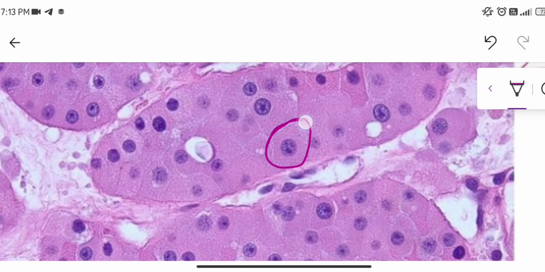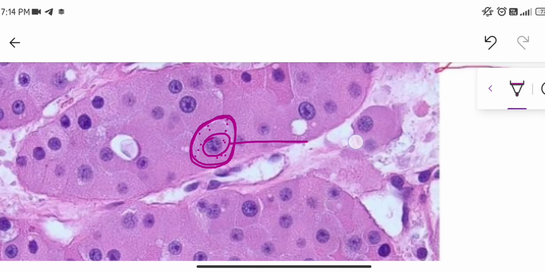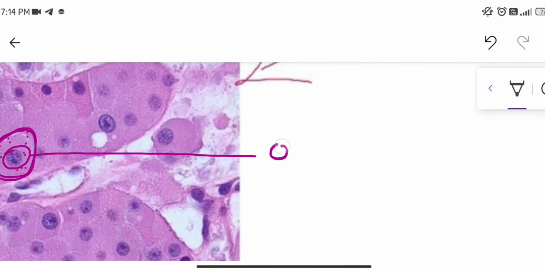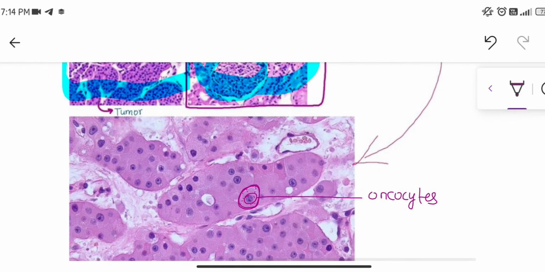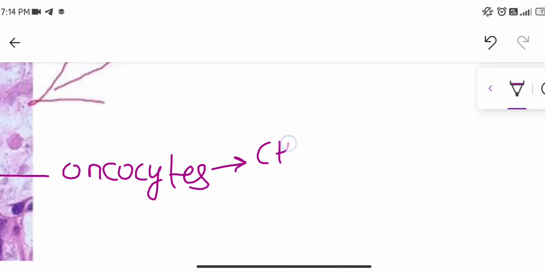Okay, this is the oncocyte cell, and you can see there is granular cytoplasm. The cytoplasm is granular due to the abundant mitochondria, and you can see the nucleus here. So these are the oncocytes. Remember, these oncocytes are also seen in other diseases like Hashimoto's thyroiditis.